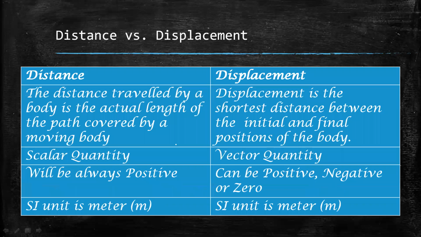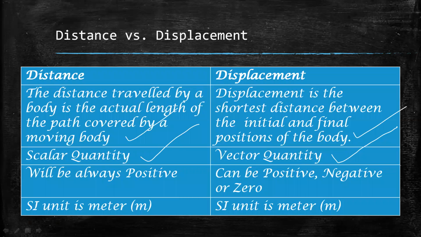Let us look into the points one by one. Distance, as we discussed, is the actual length of the path covered by the object. Displacement is the shortest distance between initial and final position. Distance is a scalar quantity because we are measuring the entire length. So there is no point in describing its direction. It will not have a unique direction, so it is a scalar. Whereas displacement has a unique direction. That means it is a vector.